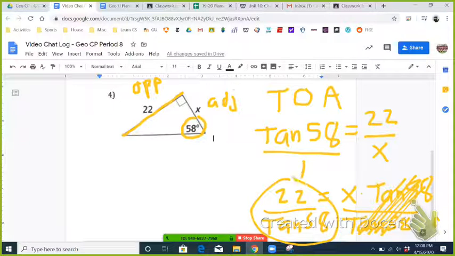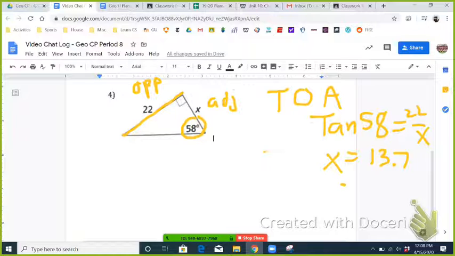So now you can type that in your calculator. I'm going to do that on my handheld: 22 divided by the tangent of 58. Make sure your calculator is in degrees. If it is, you get 13.7. So that's the length of x right there.